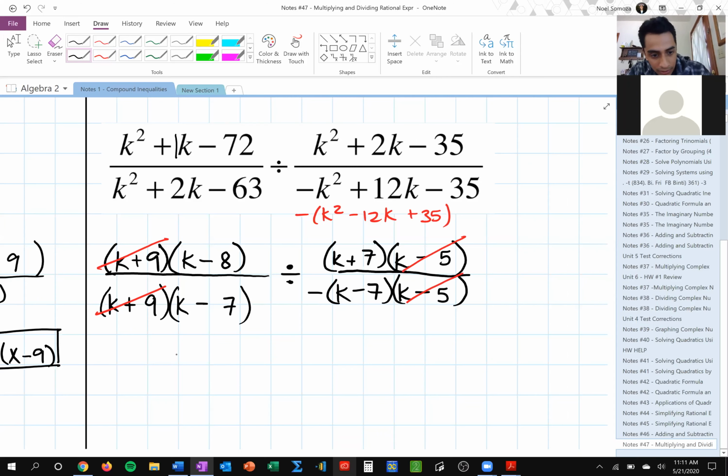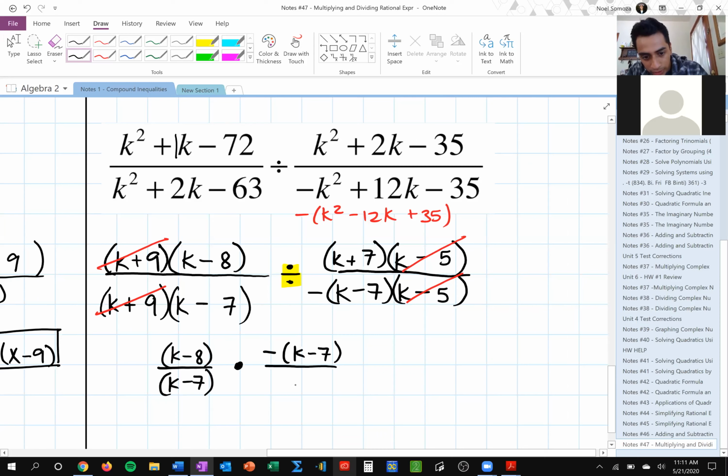So really what's left? You have k minus 8 over k minus 7 divided by, at this point, if you want to make the change, now you can change that to a product. And then you can flip whatever's left over on the other fraction. So if that negative k minus 7 was in the denominator, bring it up to the numerator. And then you bring down k plus 7.